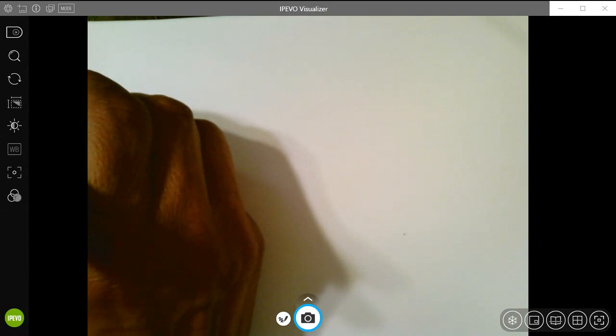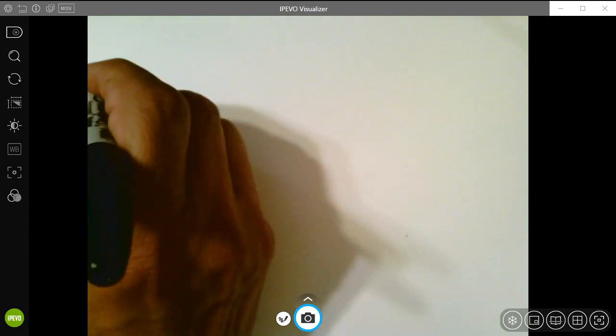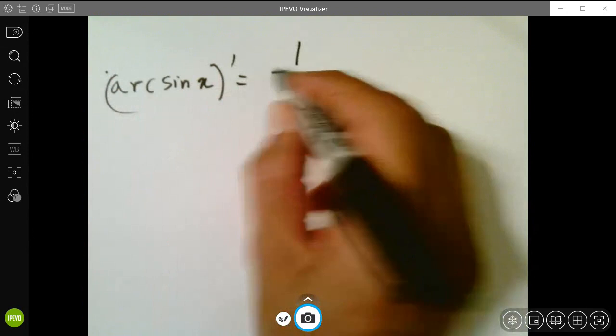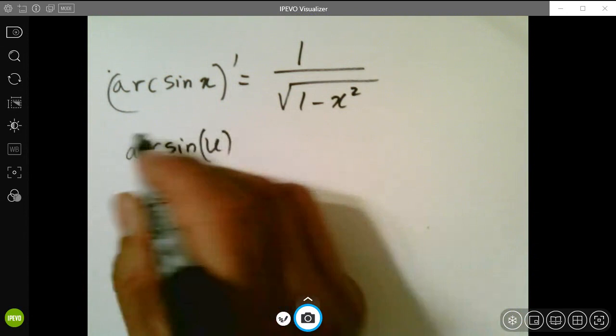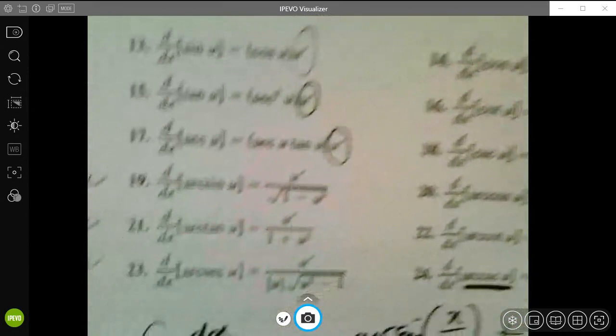So you have arc sine x, which is 1 over square root of 1 minus x squared. This is a famous one. And so arc sine u, if you have u substitution, is u prime over the same square root. That's what your table shows you: arc sine of u, u prime over, okay?